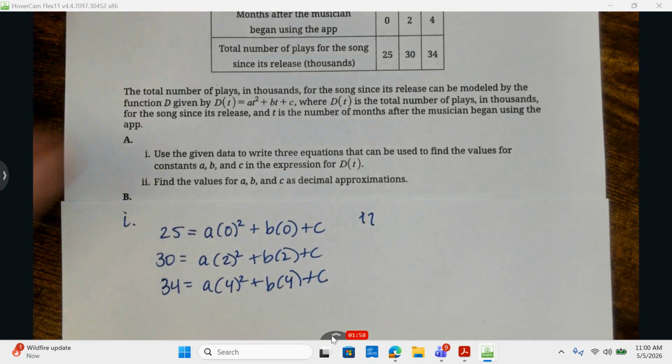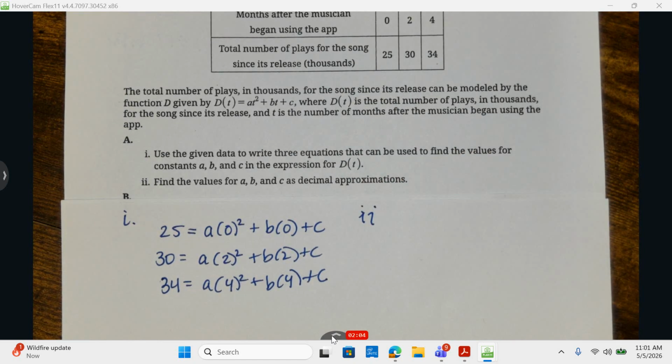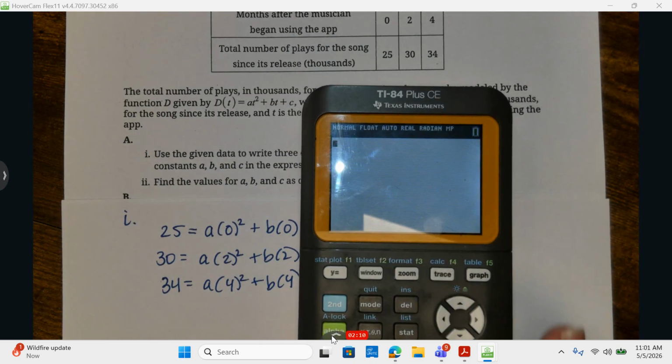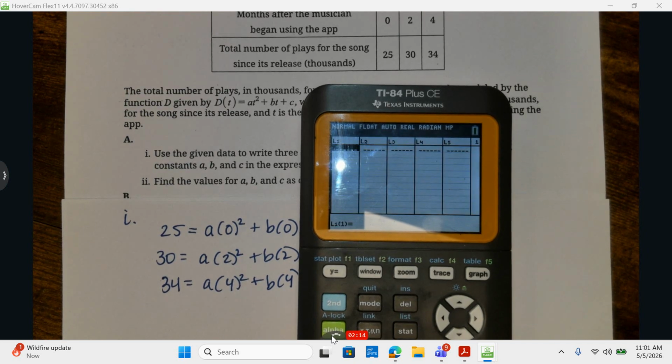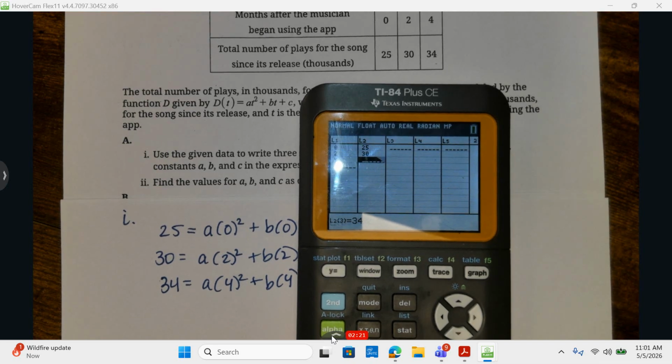Let's go to the second part of A. For the second part of A, we want to find all of the values. Okay, so this is a calculator. FRQ2 is a calculator-related problem. And so I should be able to use this regression model. I'm going to clear my calculator, go up to stats, and input the information. So I have 0, 2, and 4 in inputs, and then my L2 is 25, 30, and 34.